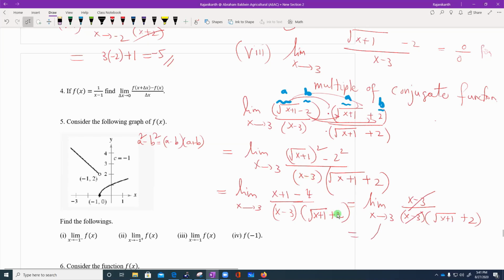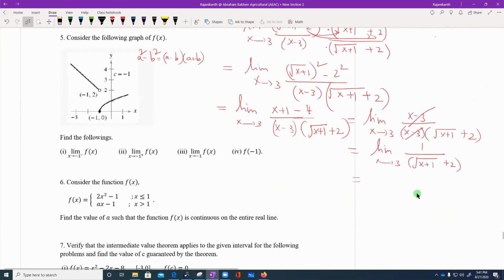That means now the problem is very easy. x goes to 3. Nothing is there in my numerator. That means just 1 over square root x plus 1 plus 2. Now simply plugging in the value, you will get what? If x goes to 3, you will get 1 over square root 3 plus 1 plus 2. That is, square root 4 is 2, 2 plus 2 is 4. You see that?